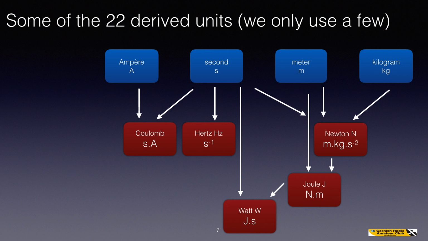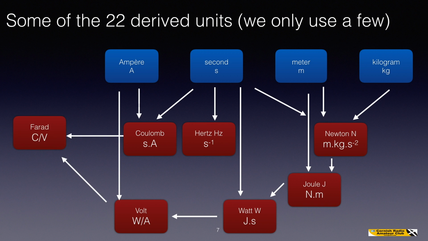We can also see here coulombs. A coulomb is that very large number of electrons that we saw before, and that's 1 amp per second is 1 coulomb. We can now see the volt in terms of watts and amps. So that's watts divided by amps. And we can see, for example, the farad, C over V. So that is coulombs, the amount of charge, over the volts.